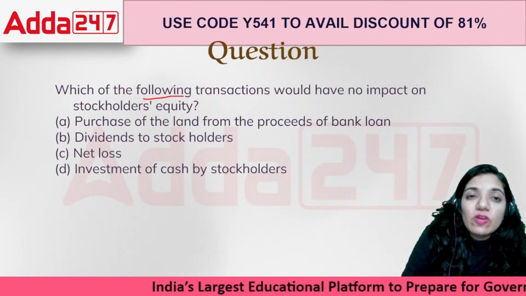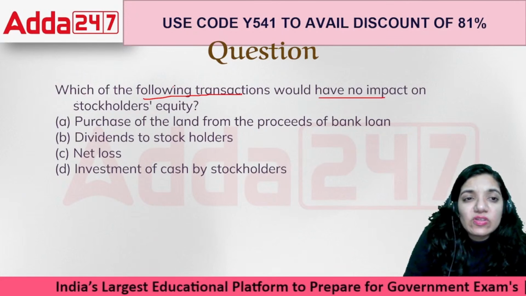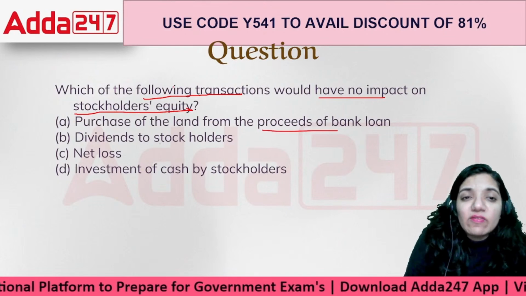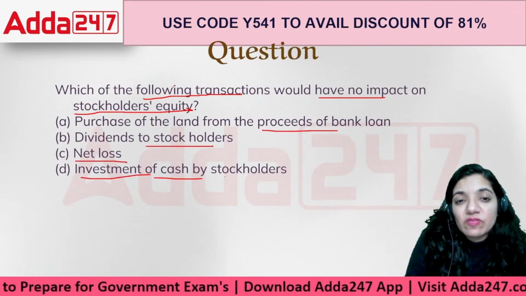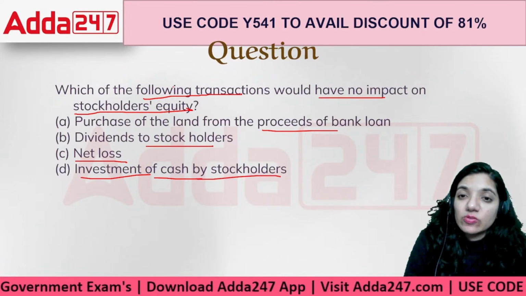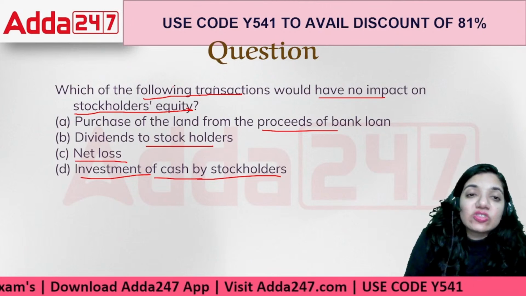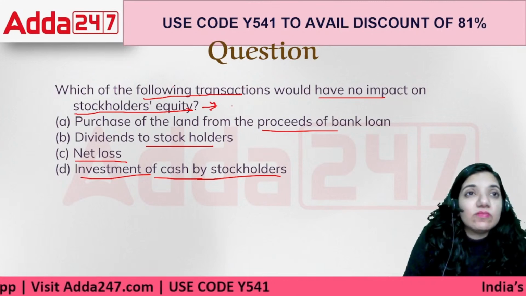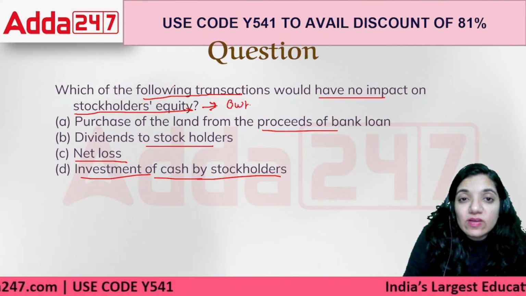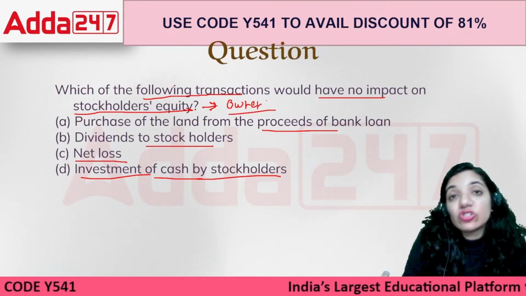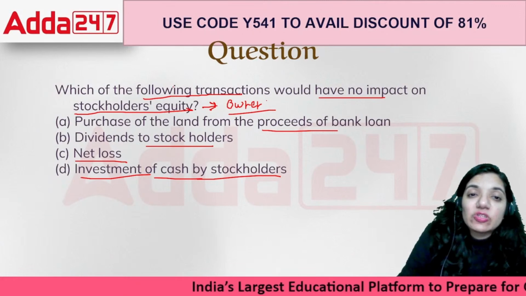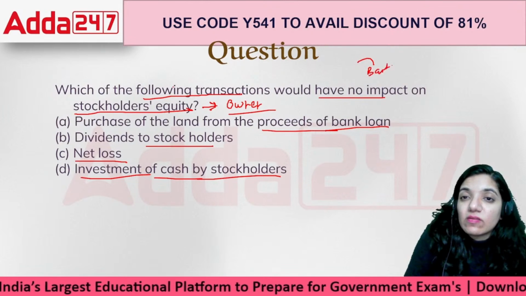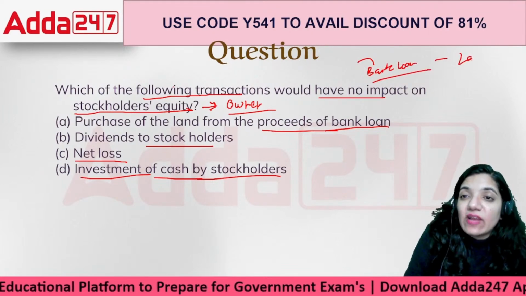Okay, which of the following transactions would have no impact on a stockholder's equity? Purchase of land from the proceeds of a bank loan, dividends to the stockholders, net loss, or investment of cash by stockholders. How do we look at it? See, the point is stockholders' equity here. The equity here means the amount which has been invested in the business by the owner. So the owner's amount will not change, or will not be impacted, if the purchase of land from the proceeds of a bank loan is done. We took a bank loan and then we purchased land with it, right?